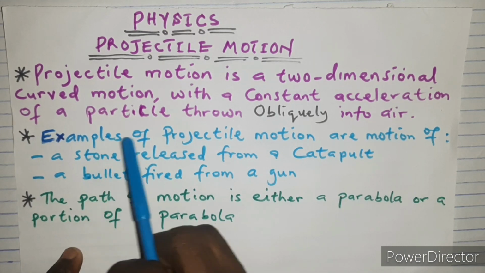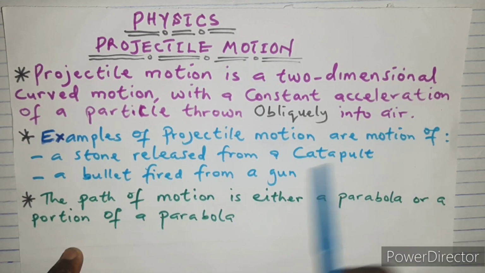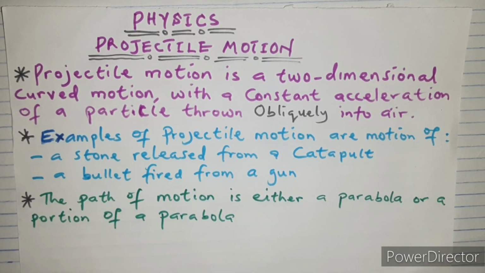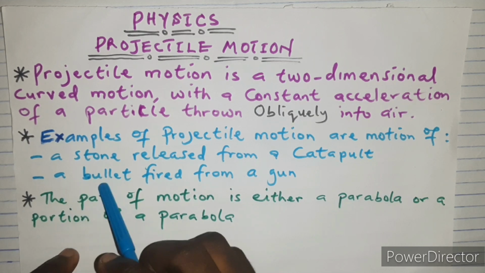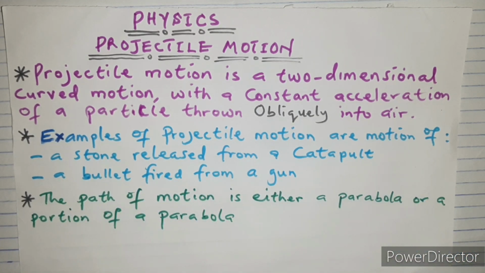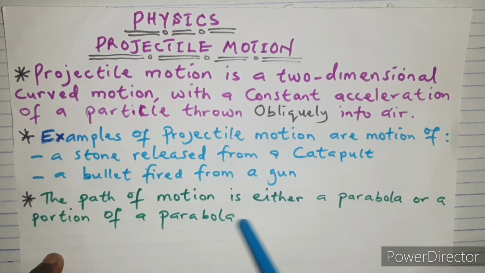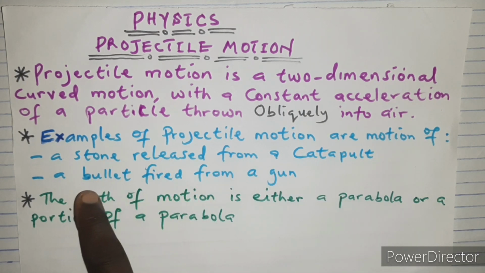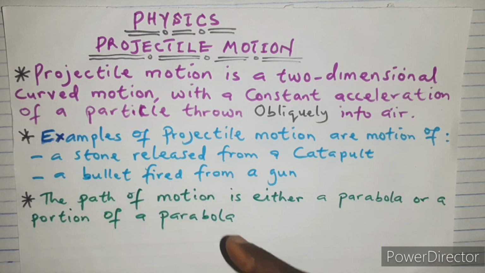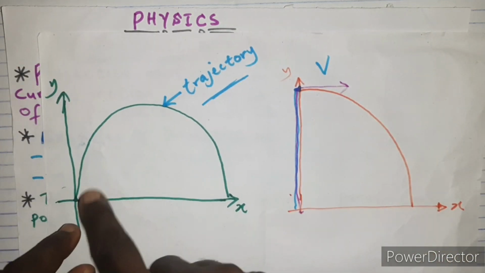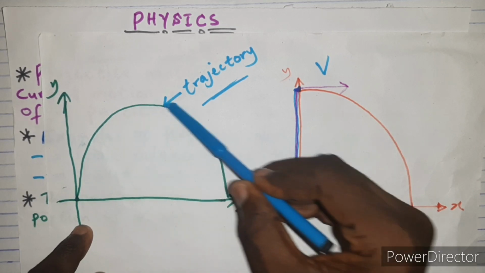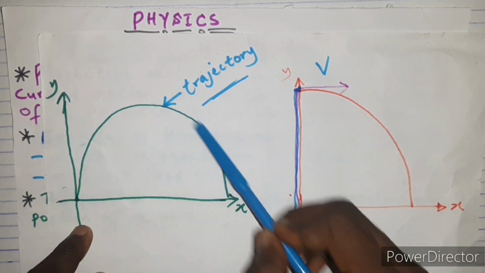And here we have examples of projectile motion. A motion of a stone released from a catapult. Yes, that is a perfect example of projectile motion. And here, a bullet fired from a gun. Again, the path of motion is either a parabola or a portion of a parabola, and that is true. So when you release that stone from the catapult, or fire that bullet from the gun, they'll form this path, and this path is a parabola.